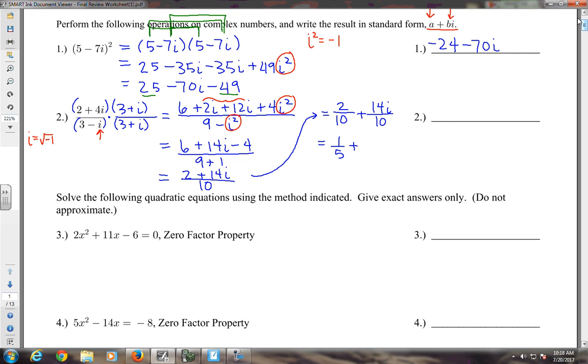Let's see, on this second fraction, the common factor there is 2. 2 goes into 10 5 times. 2 goes into 14 7 times. Notice that's what I did on the first fraction as well. So we end up with 7i over 5.